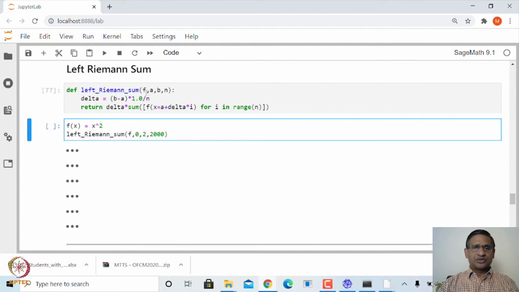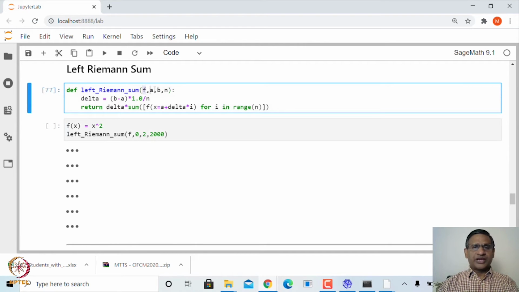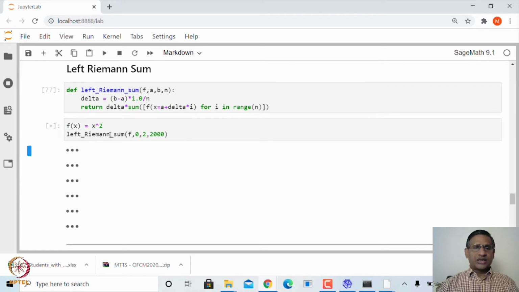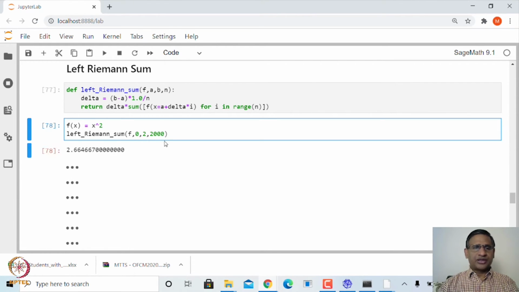For the left Riemann sum, you supply the function f, the endpoints a and b, and the number of intervals, and this is the delta, and then for each point you calculate the height, and ultimately at the end you multiply by the length of each interval, right. So, if you take for example the function f of x equal to x square, and find this left Riemann sum, this is 2.66. The integral of x square will be x cube by 3, so from 0 to 2, that is 8 by 3, which is quite close to 2.6666, right.